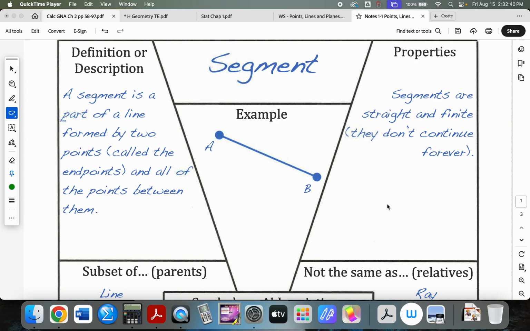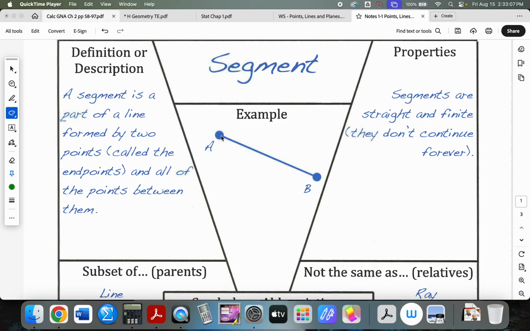So the next thing we're going to talk about is called a segment. A segment is a part of a line, which means, what is the one primary characteristic about a line? Anybody? One word. Straight. It's straight, okay? Because it's part of a line, it has to be straight. It's formed by 2 points. Those 2 points are called the endpoints, and all the points between them.